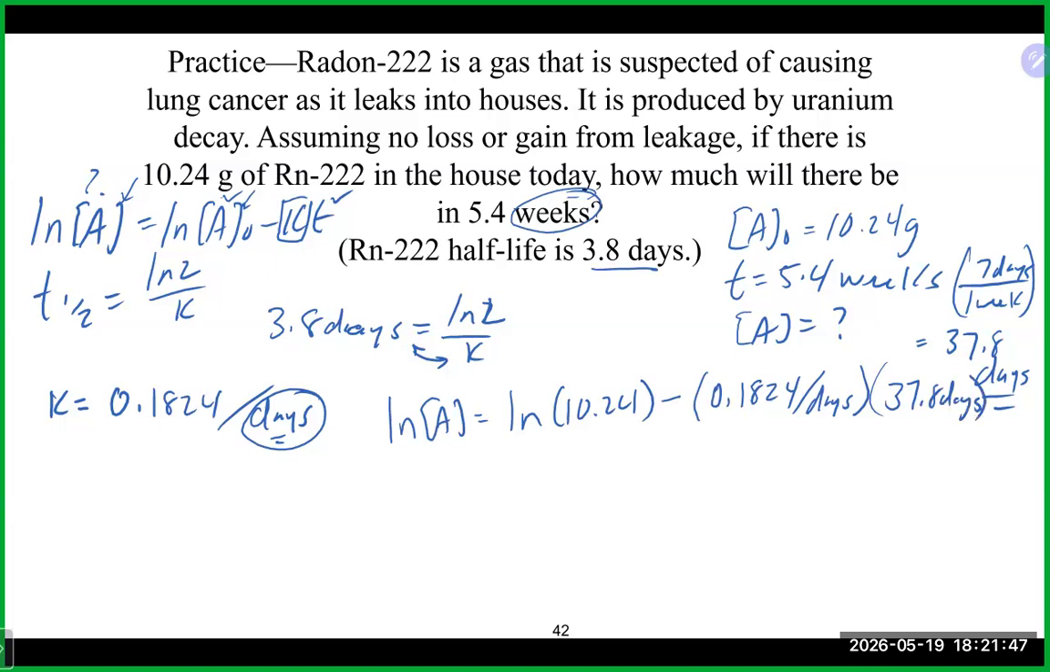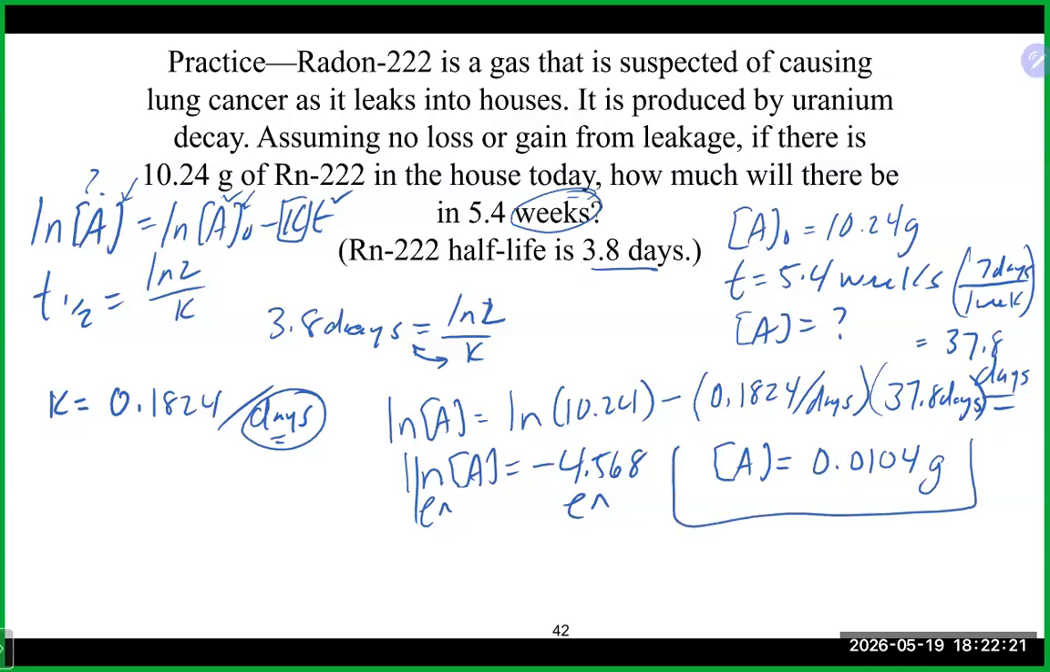All right, so cleaning up the right-hand side there, we'll go natural log of 10.24 minus 0.1824 times 37.8. That's going to get us the natural log of A equal to negative 4.568. We're going to e both sides, which gets rid of the natural log, and that gives us a final concentration of 0.0104. These would be the same units as the initial, so grams in this case.